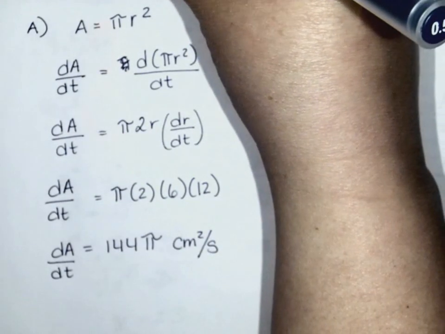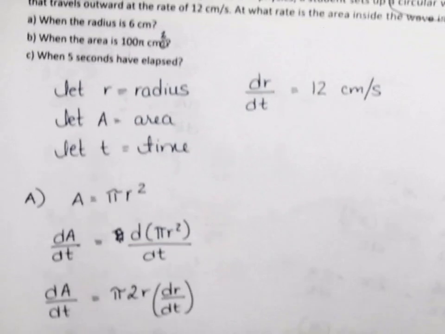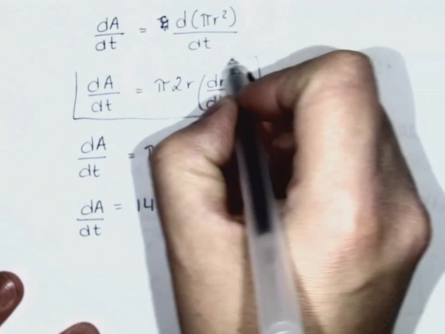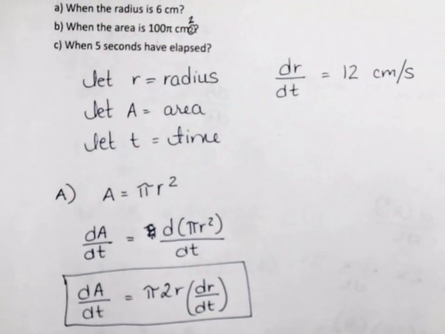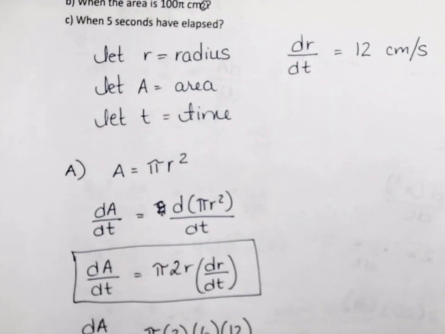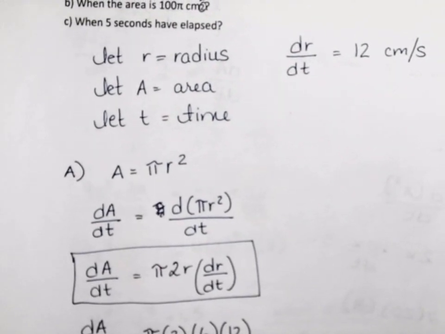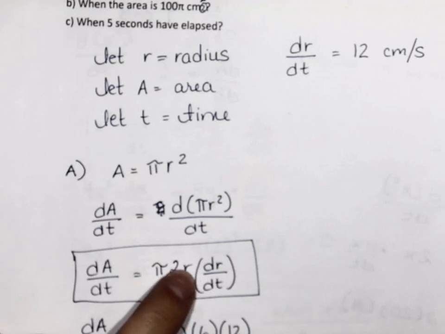Okay, B, when the area is 100 pi. Oh, the squared should be up top, sorry, bad font. Okay, so with this piece of information, my formula that I found right here is not super useful to me. Because if I put 100 pi in for the area and try to differentiate that, what would that give me? It's going to give me a 0. And then what am I going to have still on the other side? I know the dr over dt is 12. Do I know the radius? No, I do not. Can I find the radius? I can.